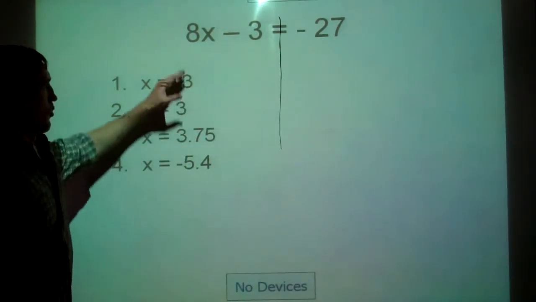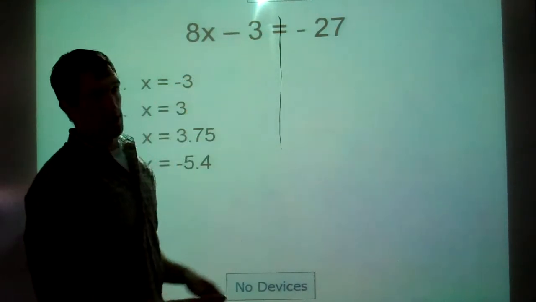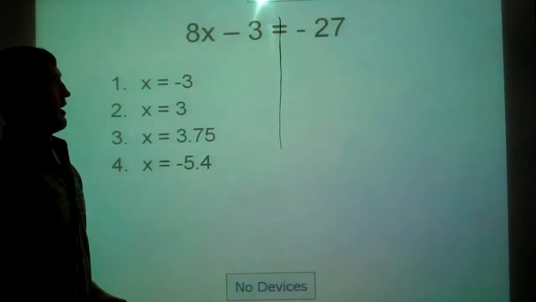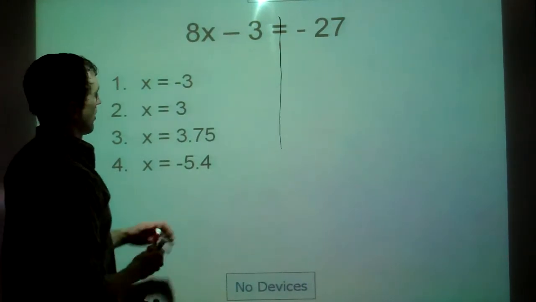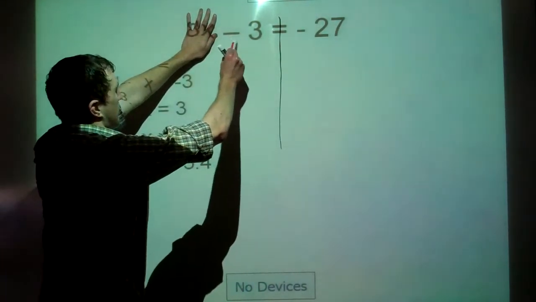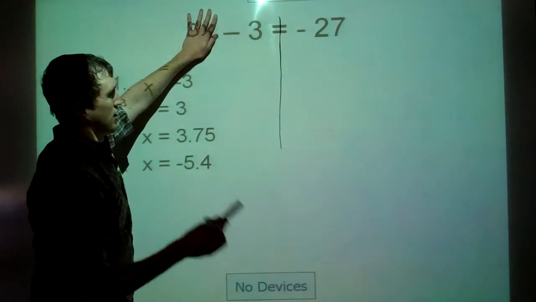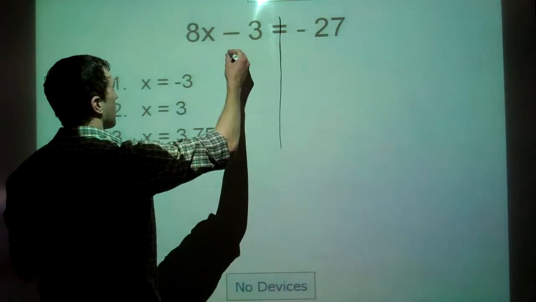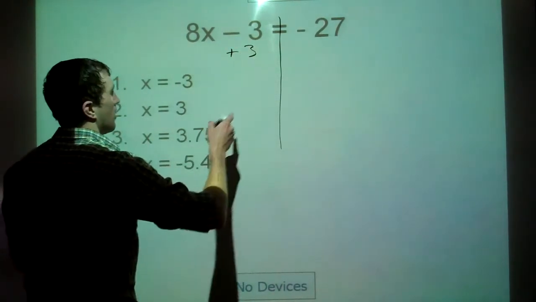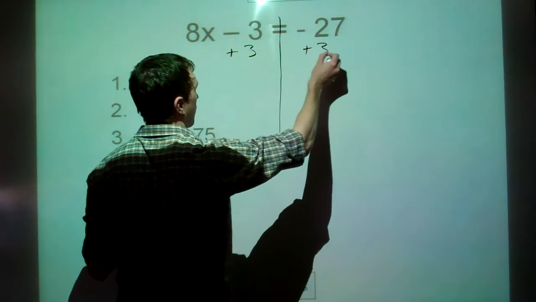Typically when you get to this point, or if an equation looks like this, you're going to either add or subtract first, and then divide, okay? Alright, so anyway, cover this up. We are minusing a 3, so we want to do the opposite, or the inverse of that, which would be to add a 3. So let's do that. Plus 3, and let's plus 3 over here too.